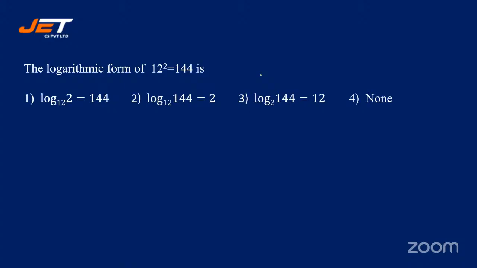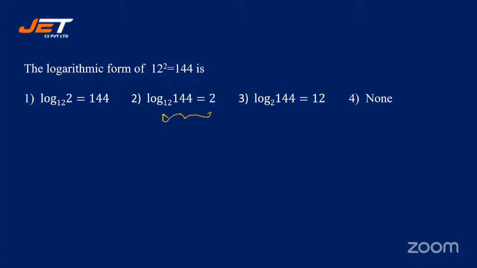The logarithmic form of 12 square is equal to 144 is dash. Right. So 12 square is equal to 144. How do you write this? We write it as log 144 base 12 is equal to 2. See, this is the answer. Now, once again. Okay. So, this is the answer.